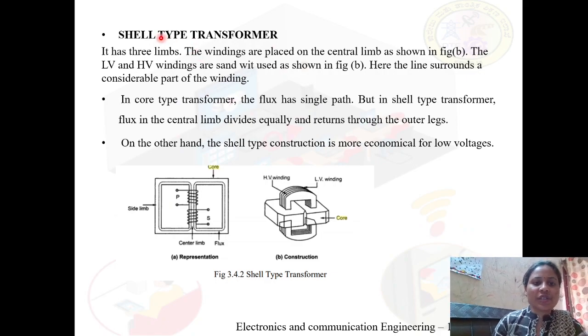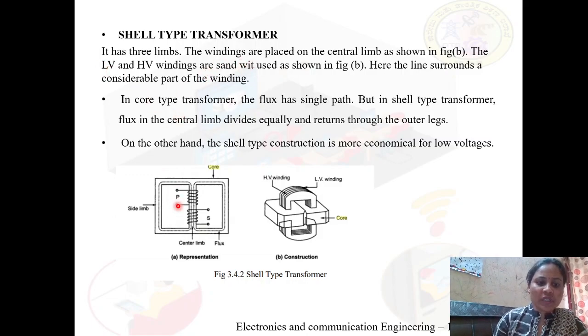Next is the shell type transformer. Here, the shell type transformer has three limbs: this is one limb, the center limb, and then another limb. The windings are wound on the middle center limb. In the second diagram, we can see how the low voltage and high voltage windings are placed. They are placed one over the other, sandwiched one on the other.